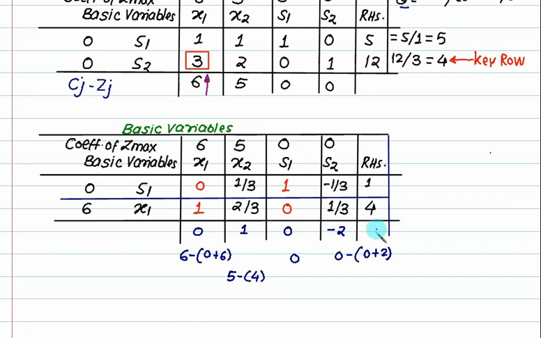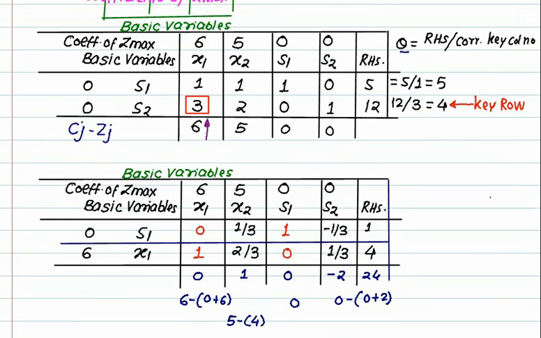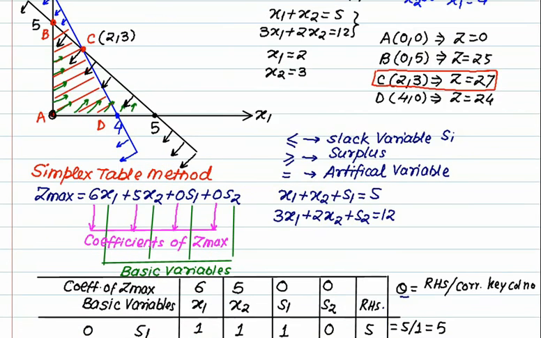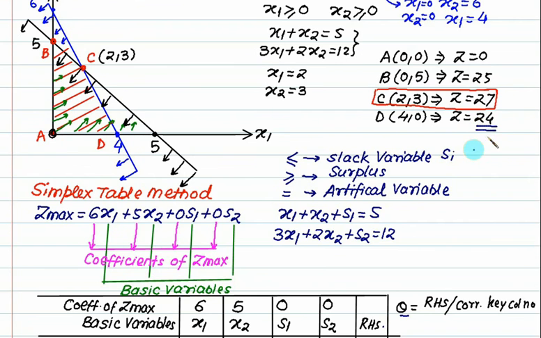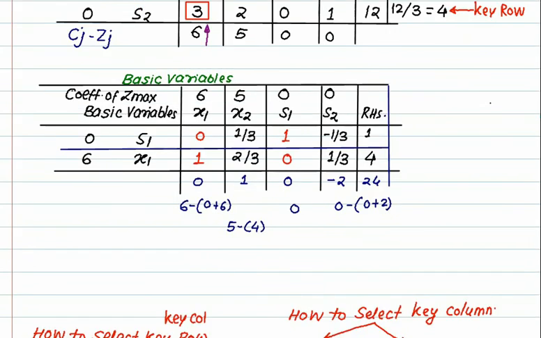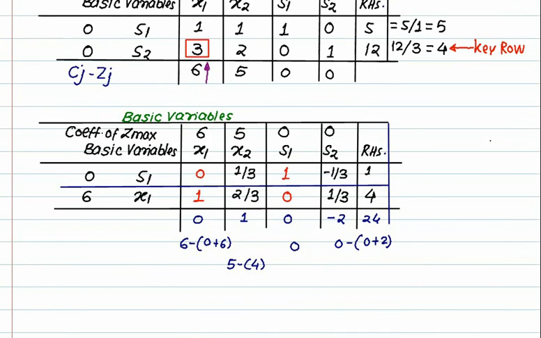If you write this also, then you get the profit at that point. 0 into 1 is 0, 6 into 4 is 24. Check your graphical solution. At this point your profit is 24. This is a foolproof method. Now you perform this step and then we'll discuss.